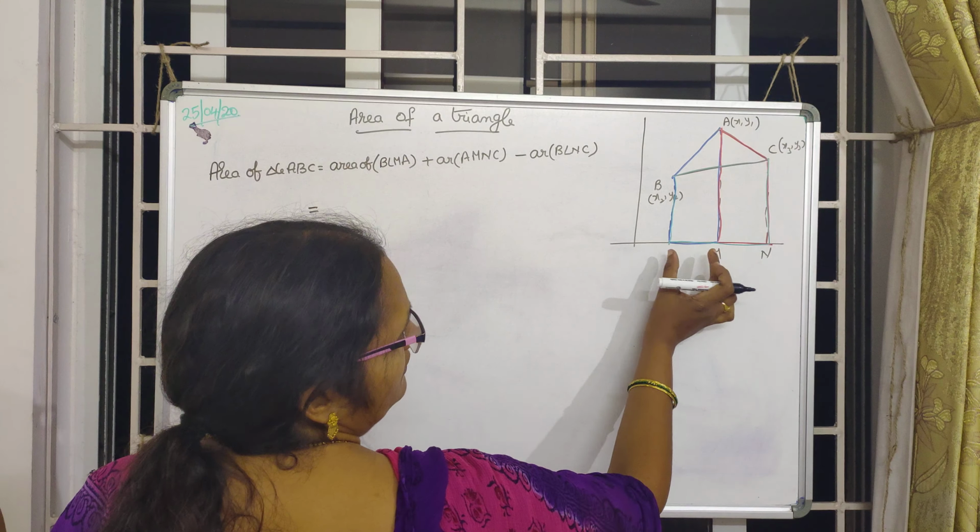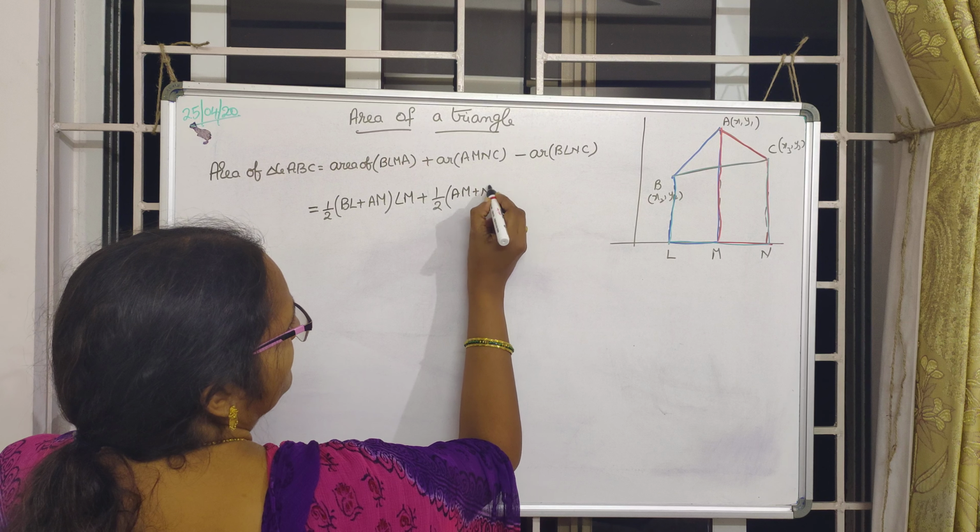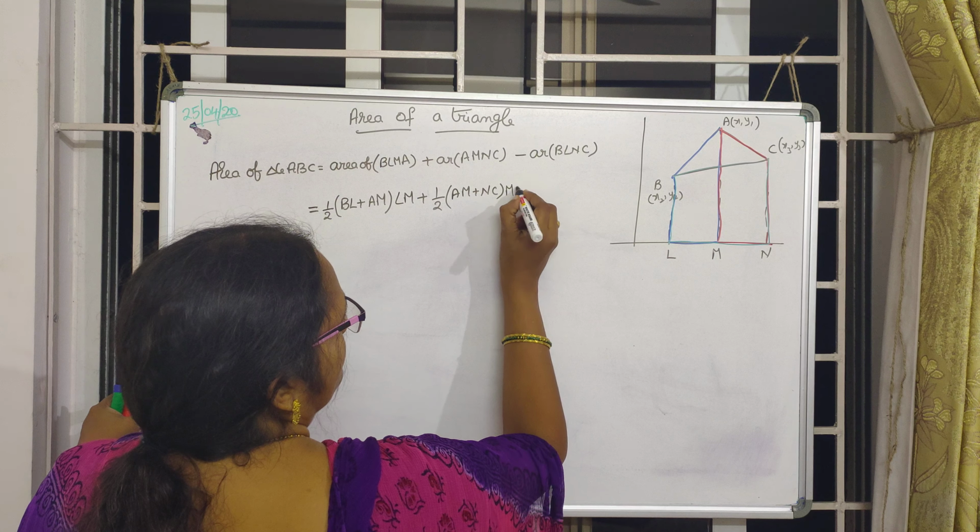So in this, what is this one? Half times the sum of the parallel sides. I am considering BL and AM as parallel sides. So the sum of the parallel sides means BL plus AM multiplied by the perpendicular distance. From B I drew BL. LM is the perpendicular distance here. Plus here also half, AM and NC are the two parallel lines here, AM plus NC multiplied by MN, minus half into BL plus CN. I am considering it as perpendicular here. BL plus NC, and here the perpendicular distance is LN.